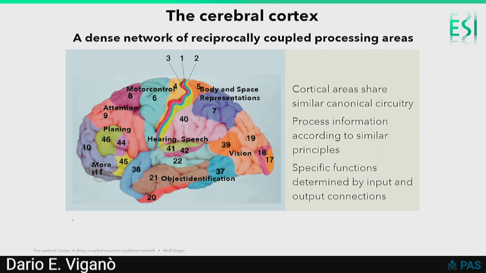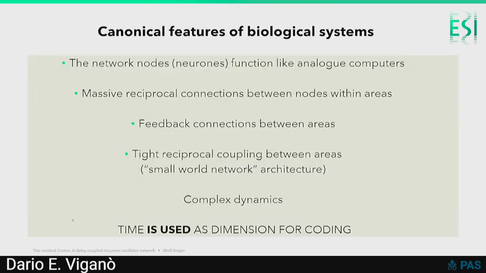And the fascinating aspect is that the intrinsic organization, the circuitry in each of these areas is strikingly similar across the whole brain. So the functional differentiation essentially results from different input-output connections. So we think that each of these areas performs the same computational algorithm, but applies it to very, very different modalities and problems. So what are the canonical features of these biological systems?